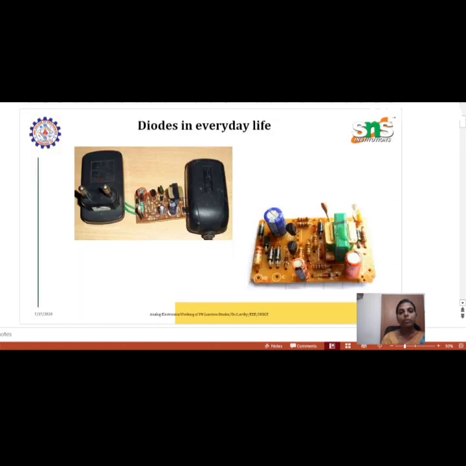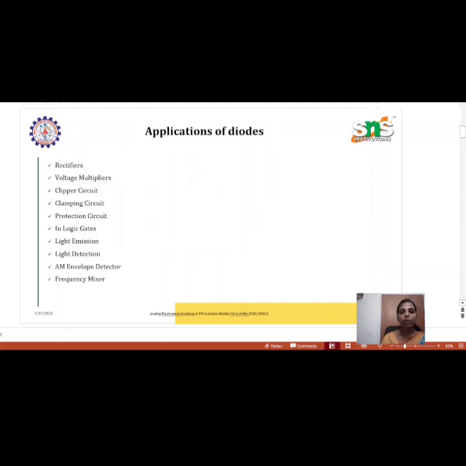In the last class, we discussed diodes and where they are used. The same applications I am mentioning here again. A diode is used normally in an adapter, a very everyday application which we are always holding. And there are different applications: rectifiers, voltage multipliers, clippers, clampers, protection circuits, logic gates, light emission, light detection, AM envelope detector, frequency mixer, and so on.